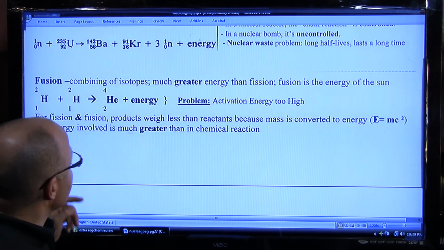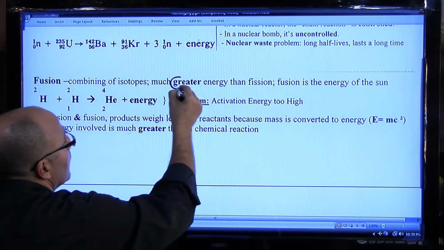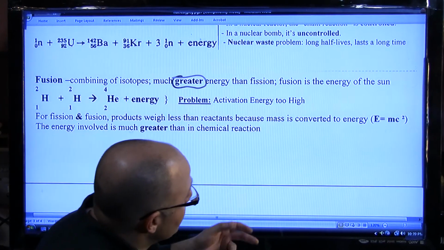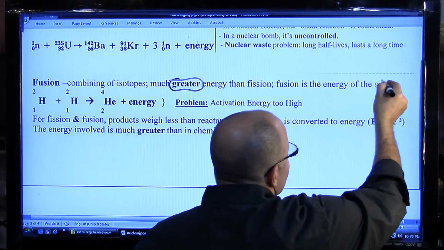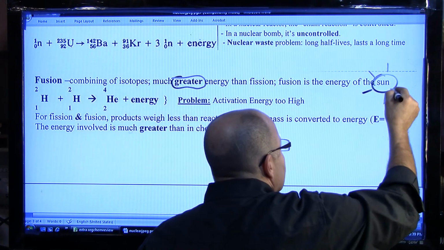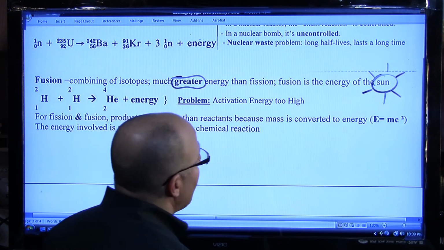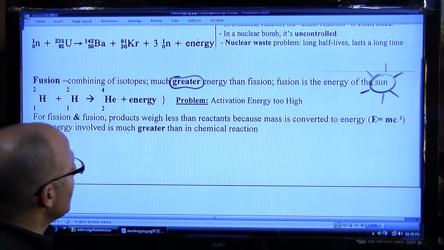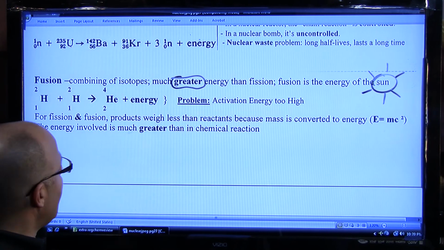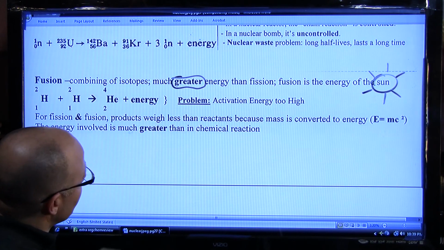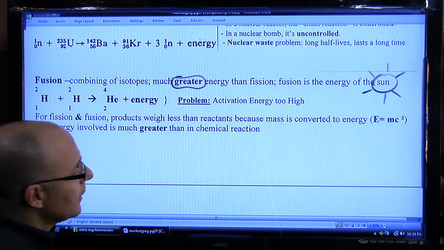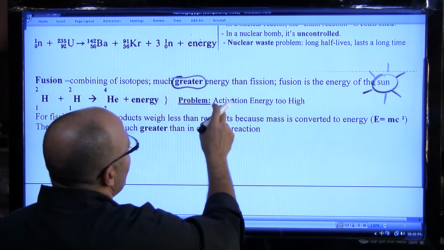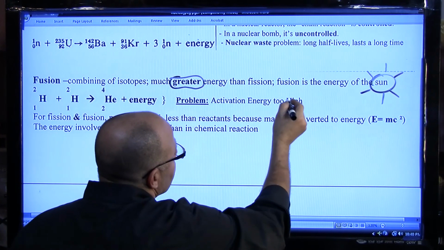In fact, the energy of fusion is greater than the energy of fission. The energy of fusion is the energy of the sun. On the surface of the sun, this is exactly what's happening. There's the fusion of hydrogen forming helium and energy. Now you might ask yourself, well, why don't they make fusion reactors or fusion bombs? And the problem is that it takes a lot of energy to get this thing started. So fusion reactions have a high activation energy, which is too high.